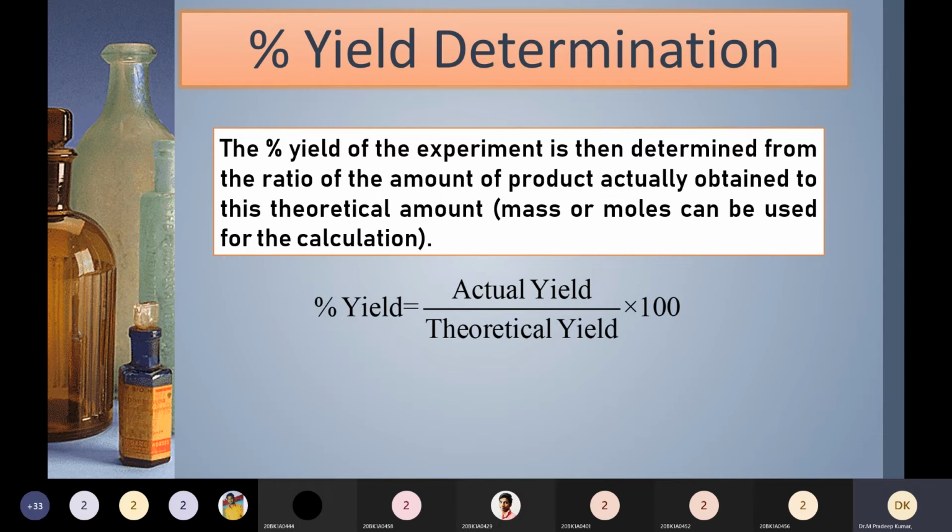Okay, so this is our equation, percentage yield determination. Percentage yield is equal to actual yield divided by theoretical yield. This is how we have to calculate the percentage yield. Remember this equation. So we'll calculate. Just wait, I'll use the whiteboard.